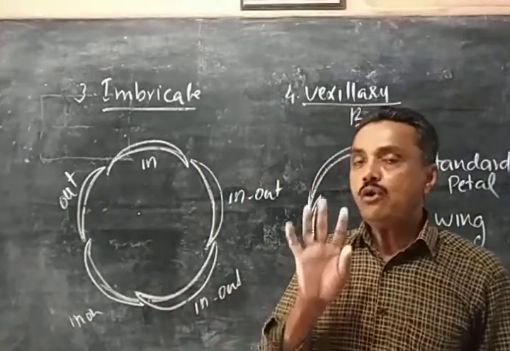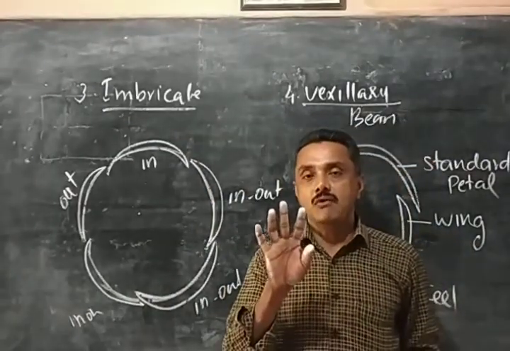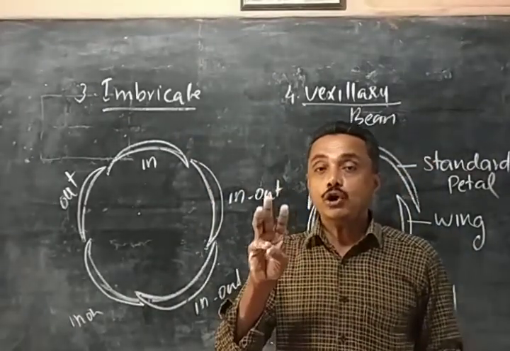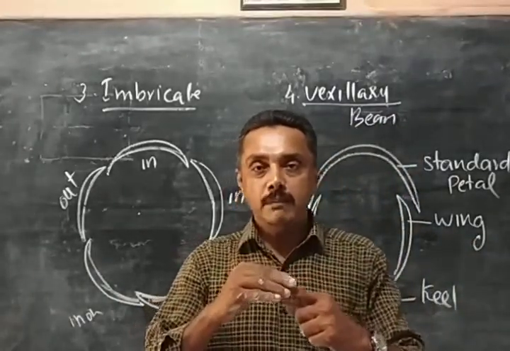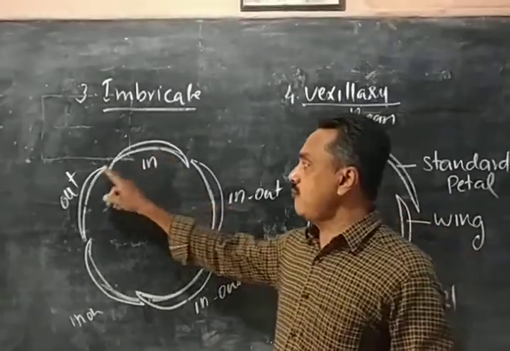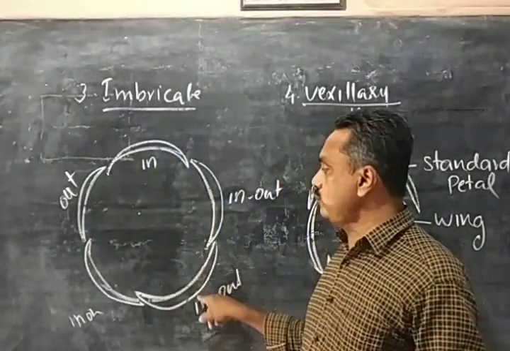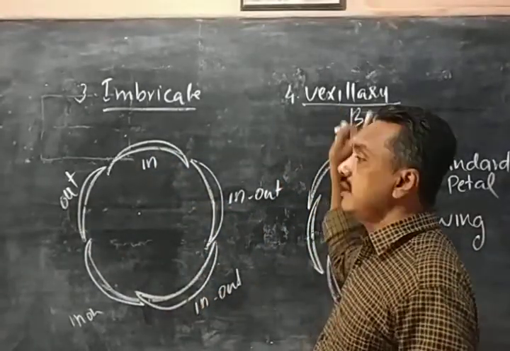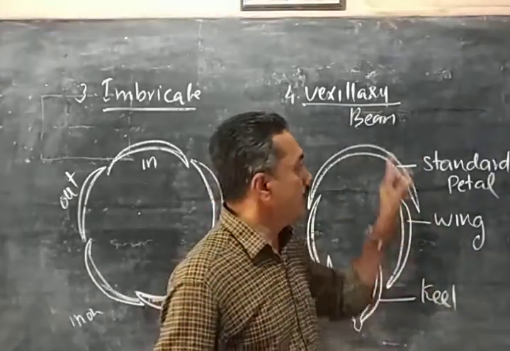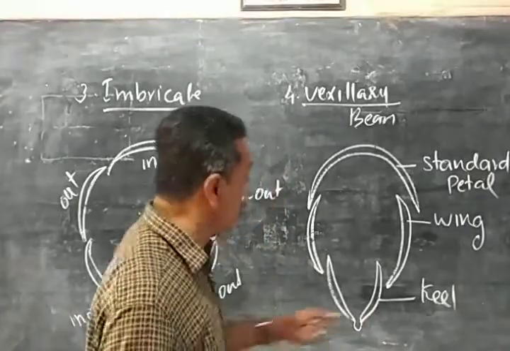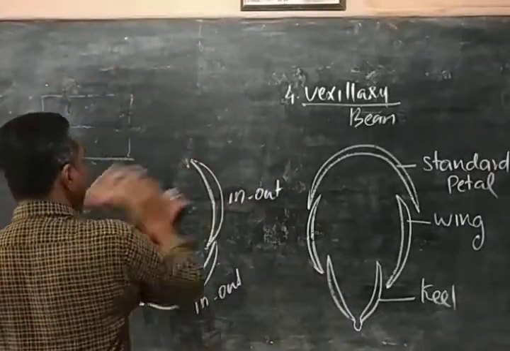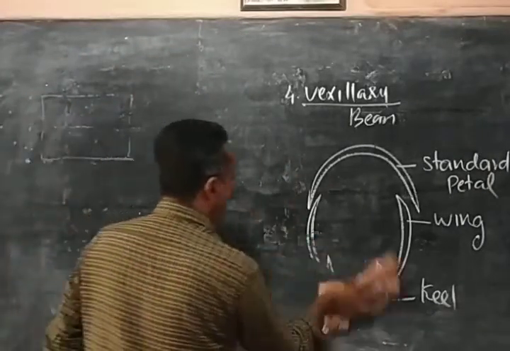So there are 4 types of aestivation. Valvate aestivation, not overlapping. Twisted aestivation, overlapping. Imbricate aestivation, one inner, one outer, others in and out. Then vexillary aestivation, 1 standard petal, 2 wing petals and 2 keel petals which are joined. So there are 4 types of aestivation in angiosperms.